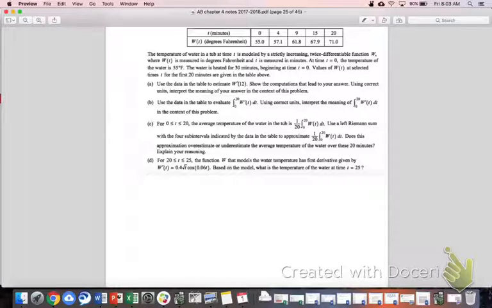So I'm thinking if I did this, check this out. What if I wrote the integral from 20 to 25 of W prime of t dt, and then I went on to use Math 9 and evaluate that? Would this give me my answer? No. What would this give me? This gives me the net change in temperature, doesn't it? Net change is not necessarily the same thing as the temperature. What am I forgetting if that's all I write?